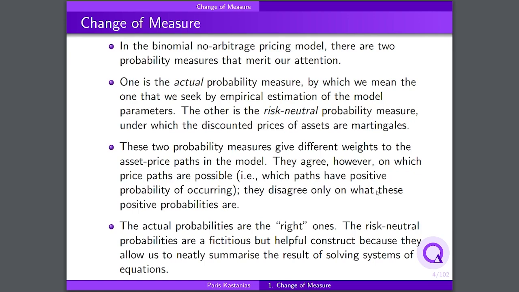So these two probability measures give different weights to the asset price paths in the model. They agree on the price paths which are possible, but they disagree on what the probabilities are. So P is not the same as P tilde, nor is Q the same as Q tilde. The actual probabilities are the right ones. The risk neutral probabilities are just fictions, a helpful construct because they allow us to solve these equations.